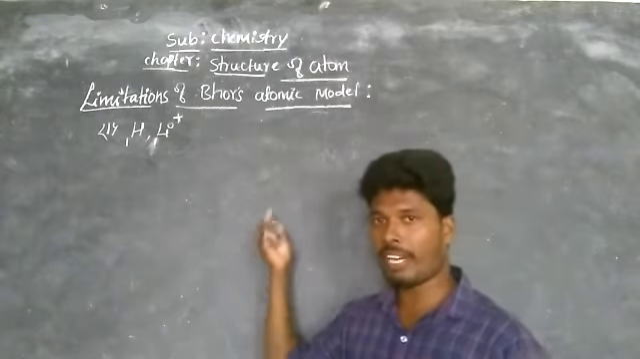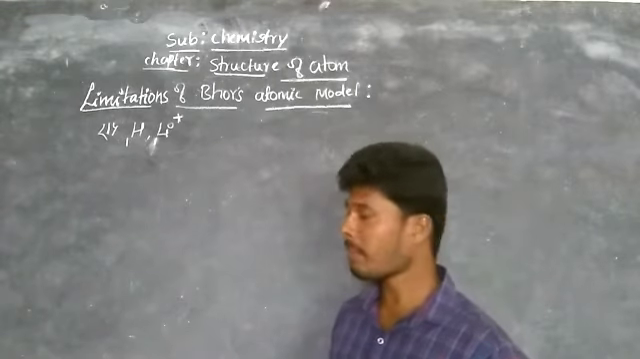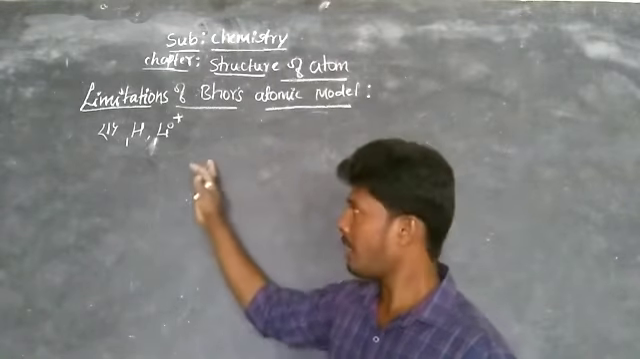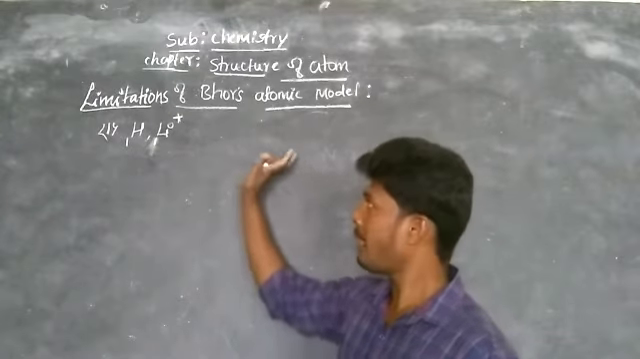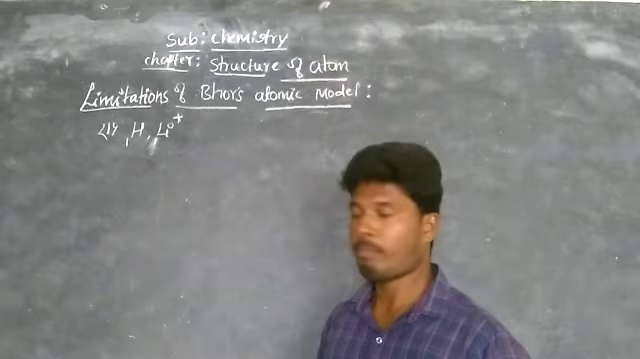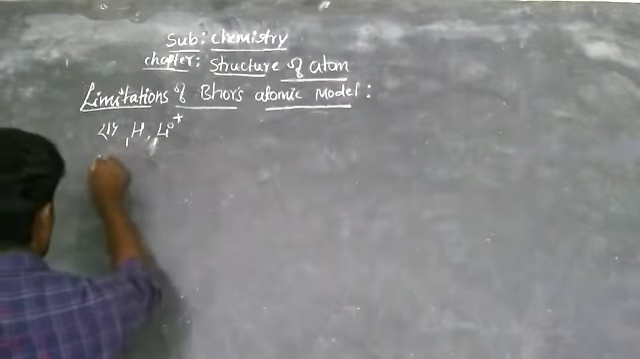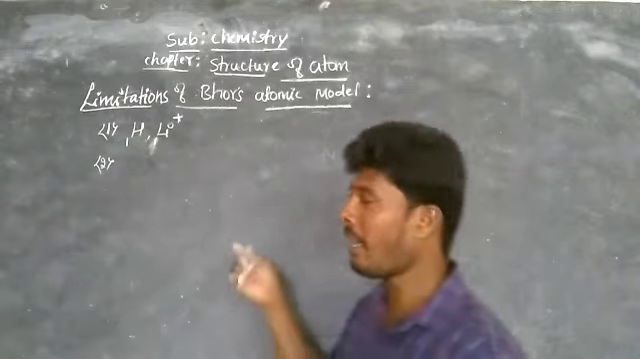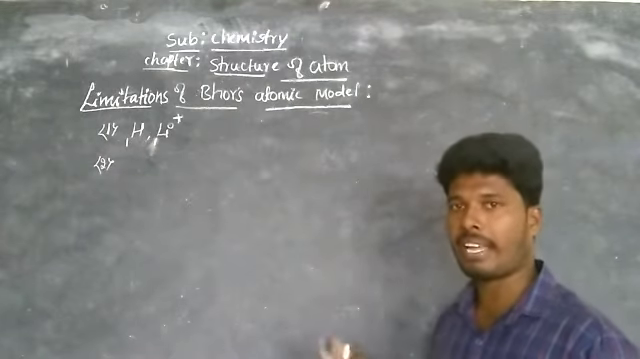It means it fails to explain multi-electron systems. Except hydrogen, all atoms fail to obey this Bohr's atomic theory. This is the first limitation. Then the second limitation: it doesn't explain the splitting of spectral lines into a number of fine lines.